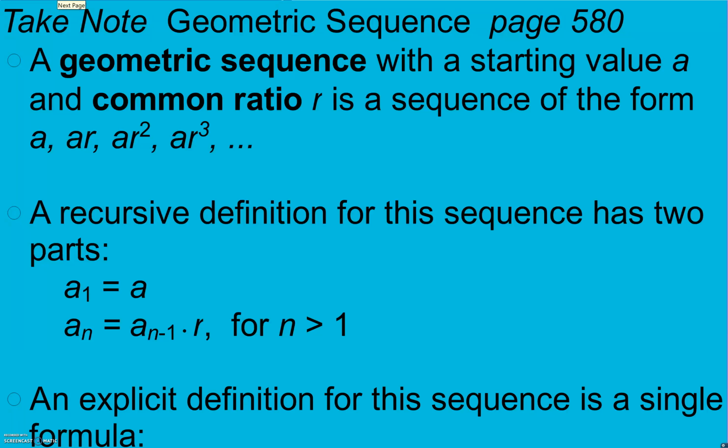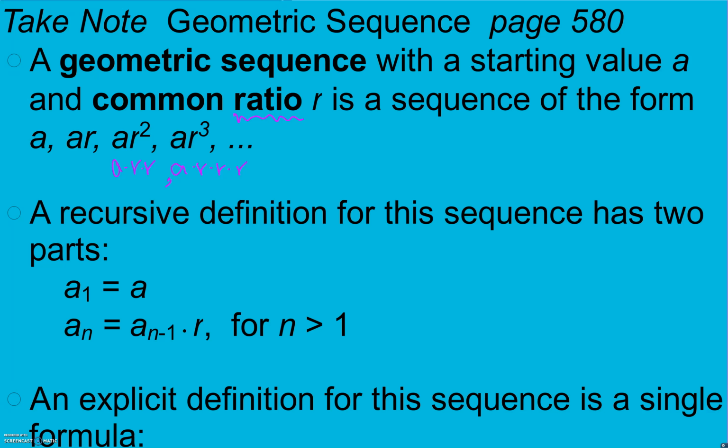Take note on page 580, talks about geometric sequences. Here it says, a geometric sequence with the starting value a and common ratio r is a sequence of the form a times r squared because we took times r again, ar cubed because we took a times r times r times r. Again, the difference here is that we have a common ratio because we're multiplying instead of a common difference in the arithmetic where we added.